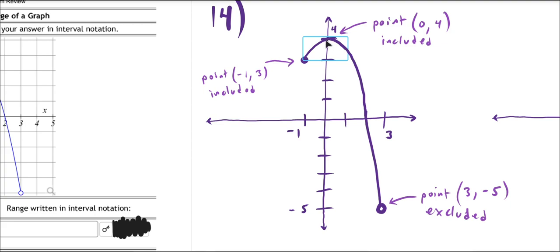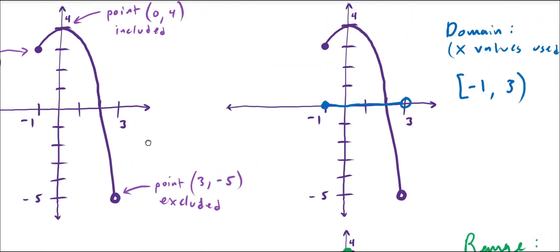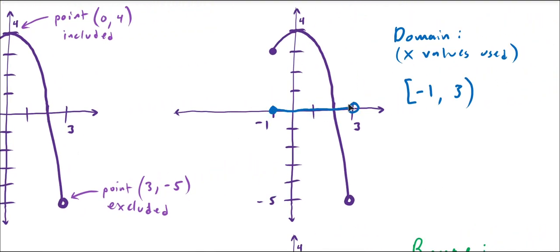That's going to be an important consideration. To find the domain, we ask what x values were used to make this graph. Everything on this graph has an x and a y value. The total set of x values used gives us our domain.